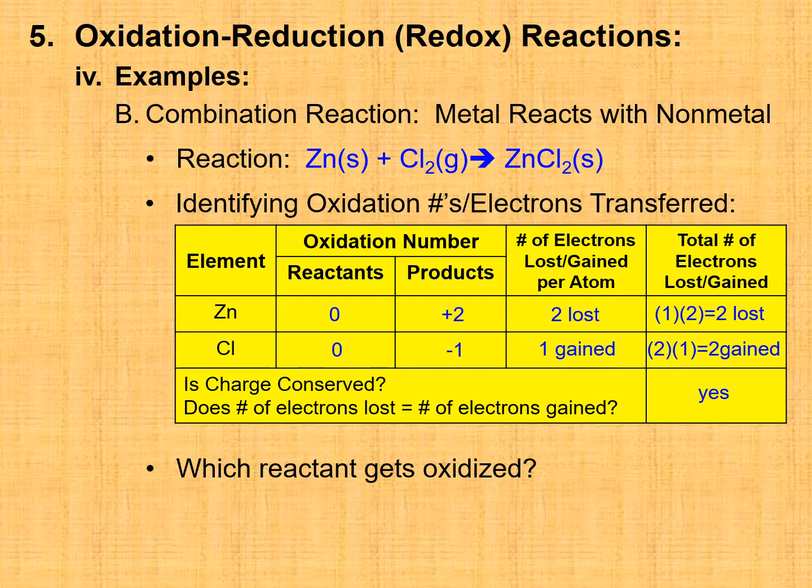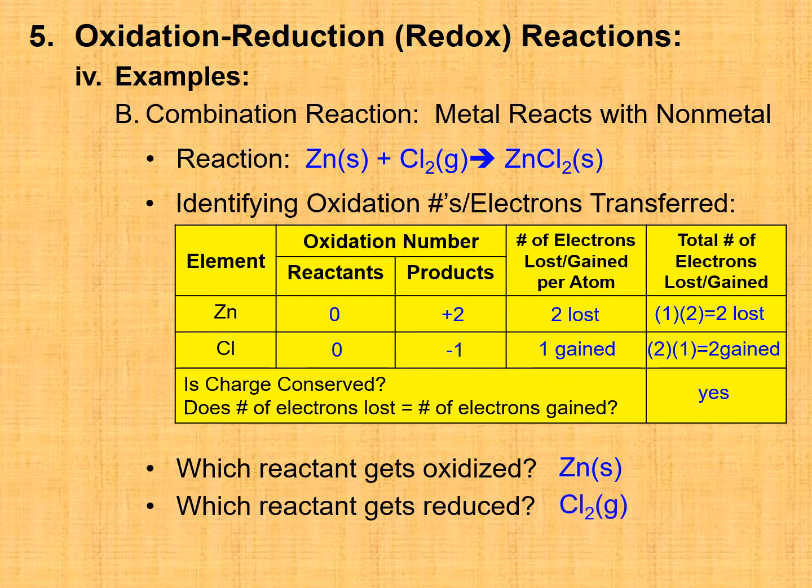Because the zinc atom loses electrons in the reaction, zinc is the species in the reaction that gets oxidized. Because chlorine is the species which gains electrons in the reaction, chlorine is the species that gets reduced in the reaction.